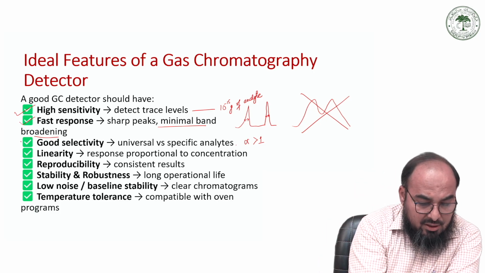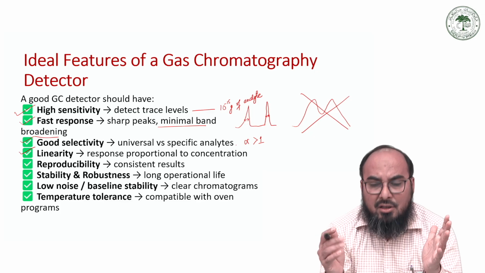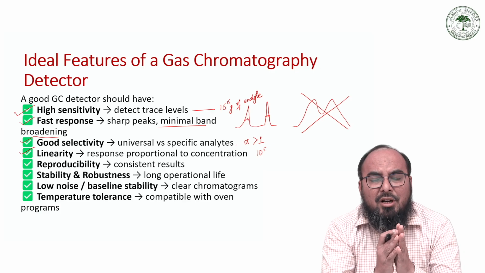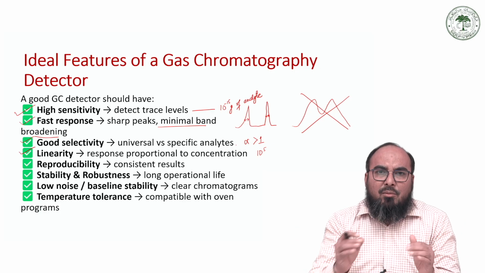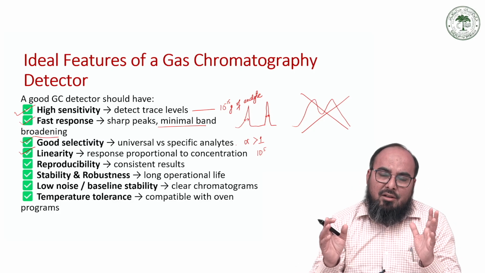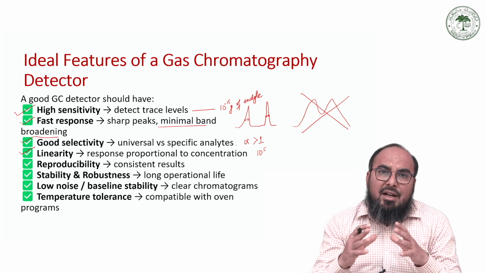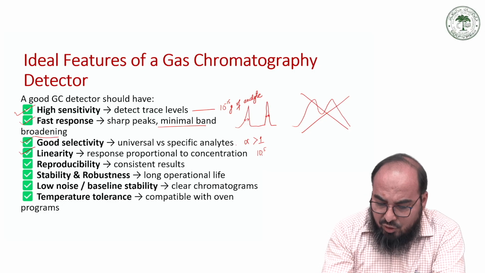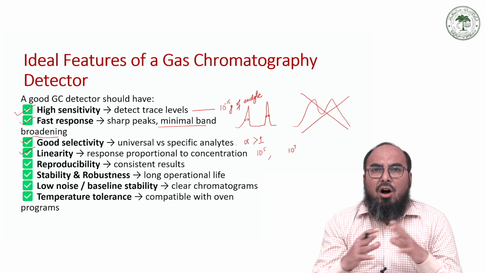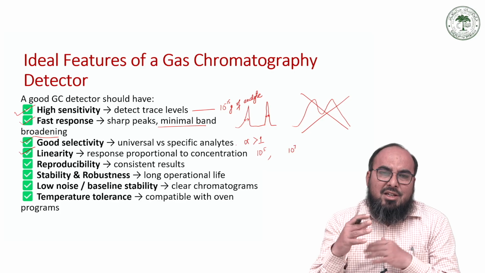Similarly, linearity, a very important aspect, that is response proportional to concentration. It has high linearity up to a level of at least 10 to the 5 times. The response should increase linearly as you increase the concentration, so that linearity must be very high. For example, we are going to see in the coming slides that FID has the highest linearity. For FID it goes up to 10 to the 7 times. You can see such a long range, it does not change.